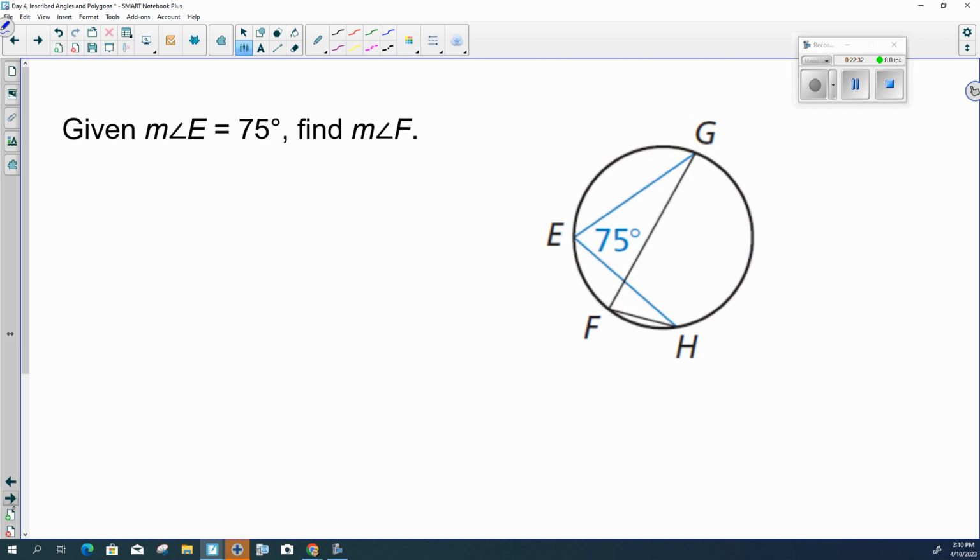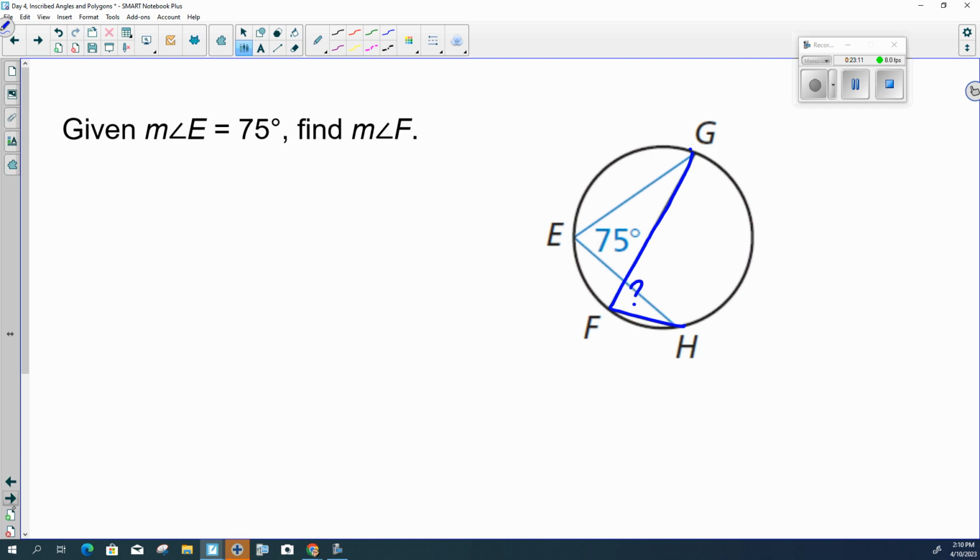What would be the measure of angle F? It is 75. If you weren't paying attention, you could double it to find the arc, and then half it to find the angle. You could go through that process, right? This theorem was not necessary. It's an extension of the other one. This is just supposed to be a shortcut.